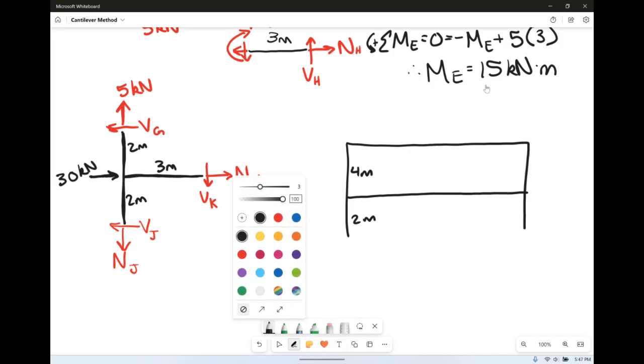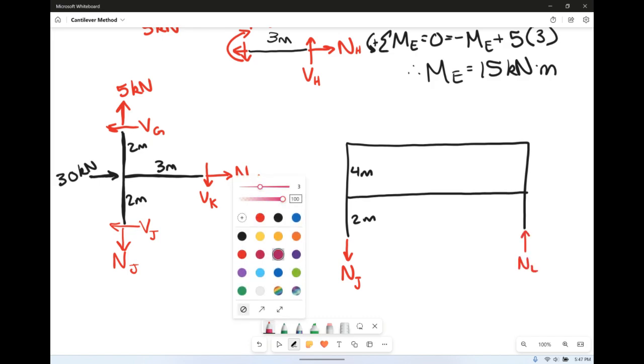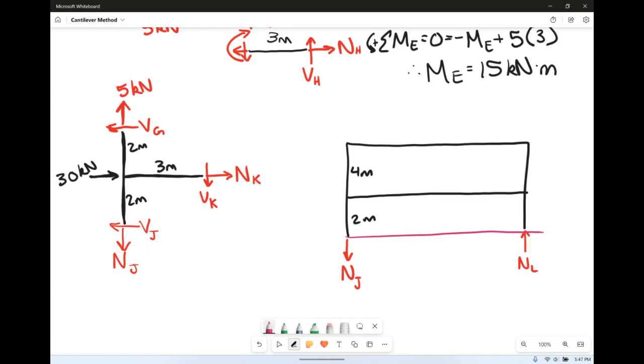We've got our normal force. This is going to be normal force at J. And again, we've also got normal force at this side, which is going to be L. Remember, again, the cantilever method assumes that stresses are proportional to the distance from the cross-sectional areas. So this is going to be stress L and stress J.